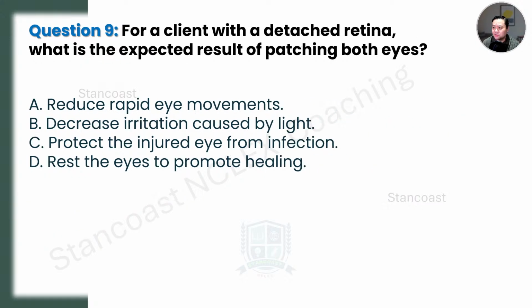Number 9, for a client with a detached retina, what is the expected result of patching both eyes? We already asked this earlier, right? Letter A, reduce rapid eye movements. B, decrease irritation caused by light. C, protect the injured eye from infection. And D, rest the eyes to promote healing. The correct answer here is letter A, reduce rapid eye movements. It will minimize the involuntary rapid eye movements, which can worsen the retinal detachment. It can also add strain to the retina. And limiting the eye movement is very important to prevent further damage.